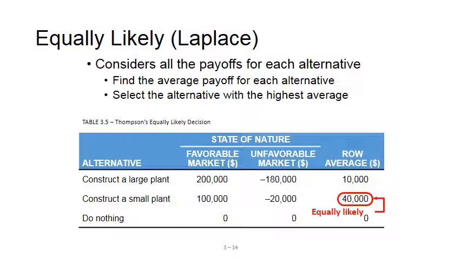With the Laplace, or equally likely, decision model, we take the average of the payoffs for each of the states of nature. For two states of nature, we add the payoff for the favorable market to the payoff for the unfavorable market, and then divide by 2. We then select the average payoff with the maximum value.